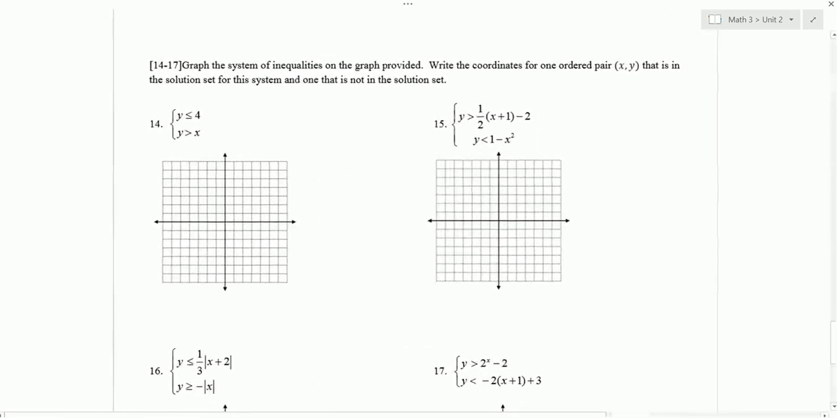Moving on to 14. For 14 through 17, we're to graph the system of inequalities on the graph provided. Write the coordinates for one ordered pair that is in the solution set for the system and one that is not in the solution set. Okay.